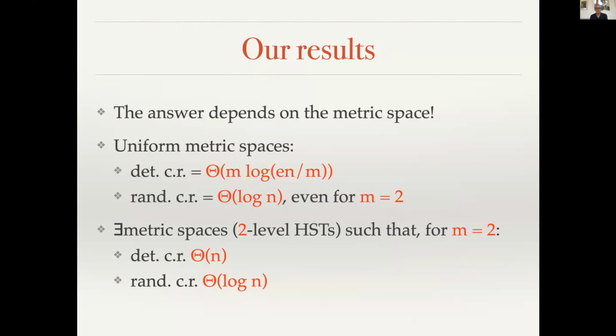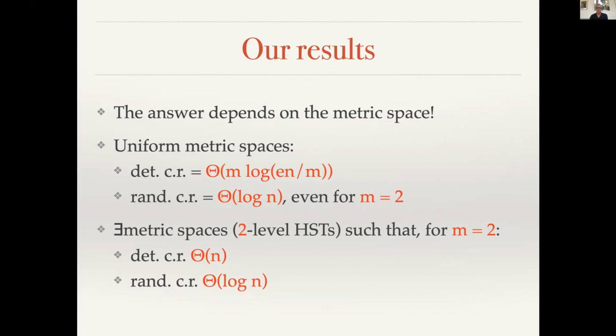The interesting thing that we discovered is that the answer here depends on the metric space, and this is true even for HSTs, the very simple metric spaces that are responsible for both the lower bounds and the upper bounds. In particular, for uniform metric spaces, it turns out that for deterministic algorithms, this restriction of the number of possible requests enables much better bounds than are known in general. The bounds are roughly a little bit more than linear in the number of possible requests.